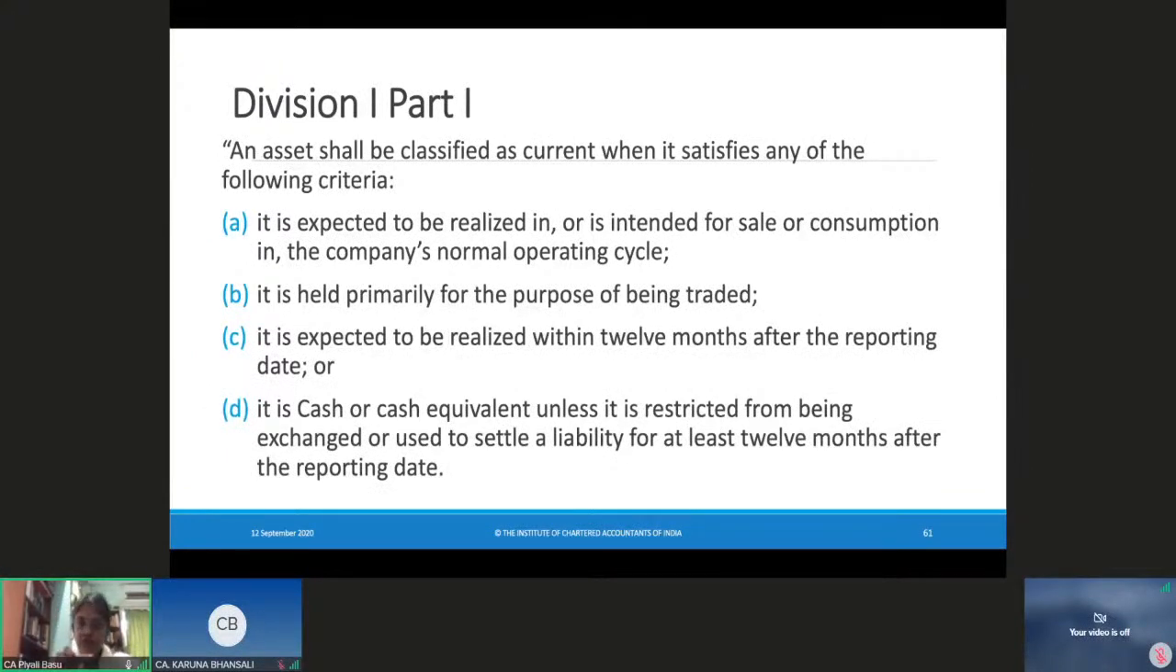Otherwise, what we had in the last part is saying, unless it is restricted from being used or exchanged, that I will not get it, I cannot use it, there is some restriction on its use, to settle a liability for at least 12 months after the reporting date, it cannot be considered as a current asset. If there is no such restriction on the use of such money, it will be considered as a current asset. Keep this in mind, please.